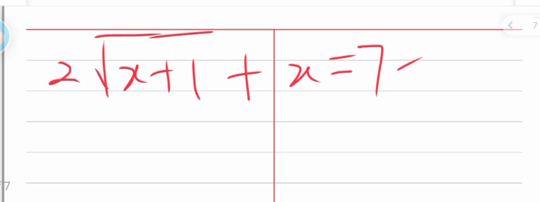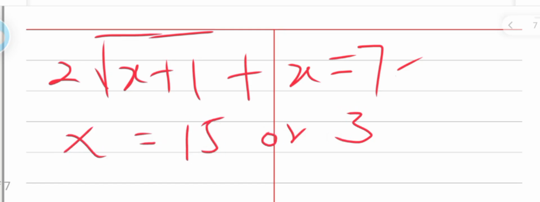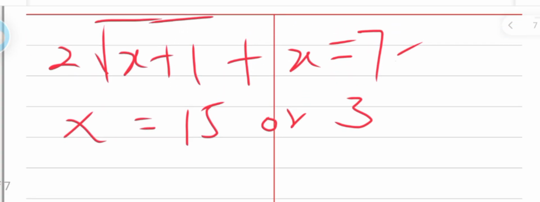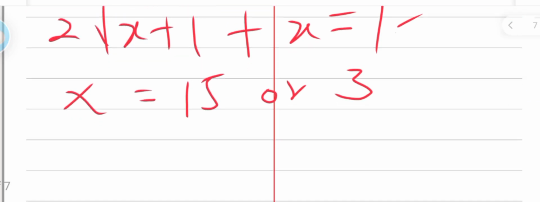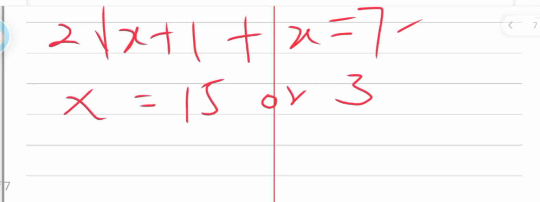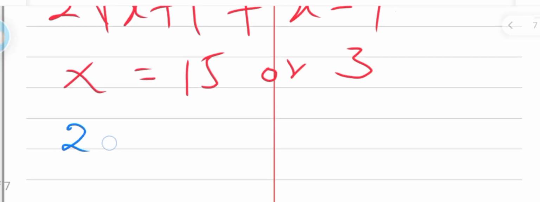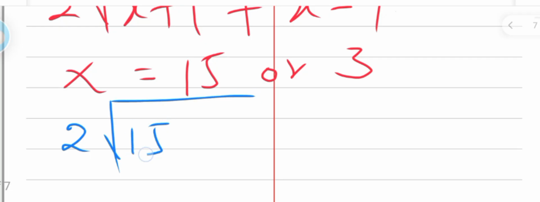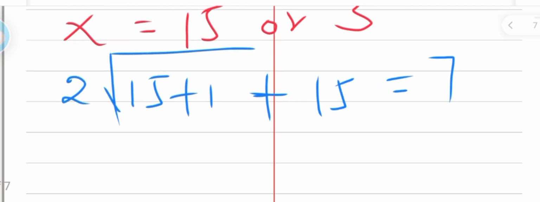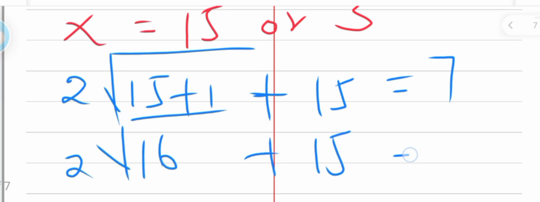So we solved to get two values for x. So x is 15 or 3. So let's check and see which of these values will be accurate for the question. Then we input that one as the answer, right? So in doing so, in the first instance, where x is 15, we put x there. So we have 2 root x, for 15, 15 plus 1 plus our x, which is still 15. That should be equal to 7. Now, so let's check. 2 root 15 plus 1 is 16, plus 15, and that should be 7.